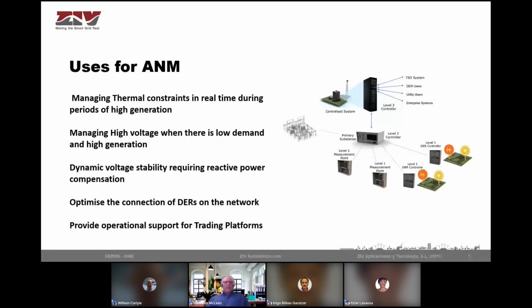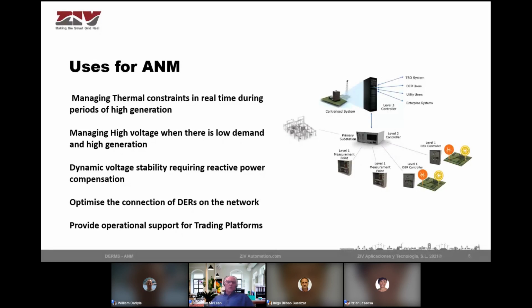Another important one that we're finding is that we also have to deal with managing high voltages. This comes about very often in areas, particularly where we have PVs, on a very sunny day. We've got very high generation from our DER, but the demand is low. We found that the local area is very sparsely populated, and there's not much demand, and therefore the ANM system must identify this, and it must adjust the generation to cater for this, to ensure that we don't have these high voltages.